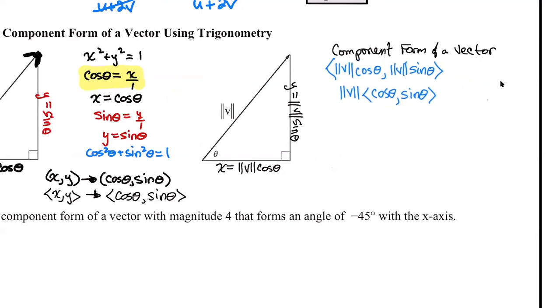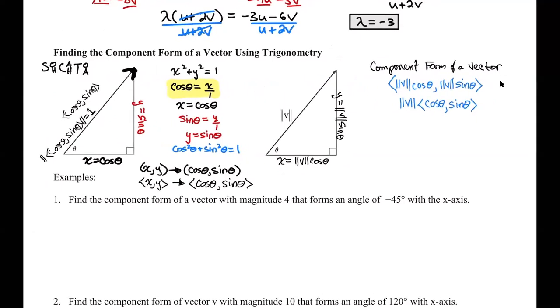Oop, I don't know why that P came along for the ride. There we go, much nicer. All right, so you got that. At a minimum, you have a formula. At maximum, you have a nice justification for why that formula exists.